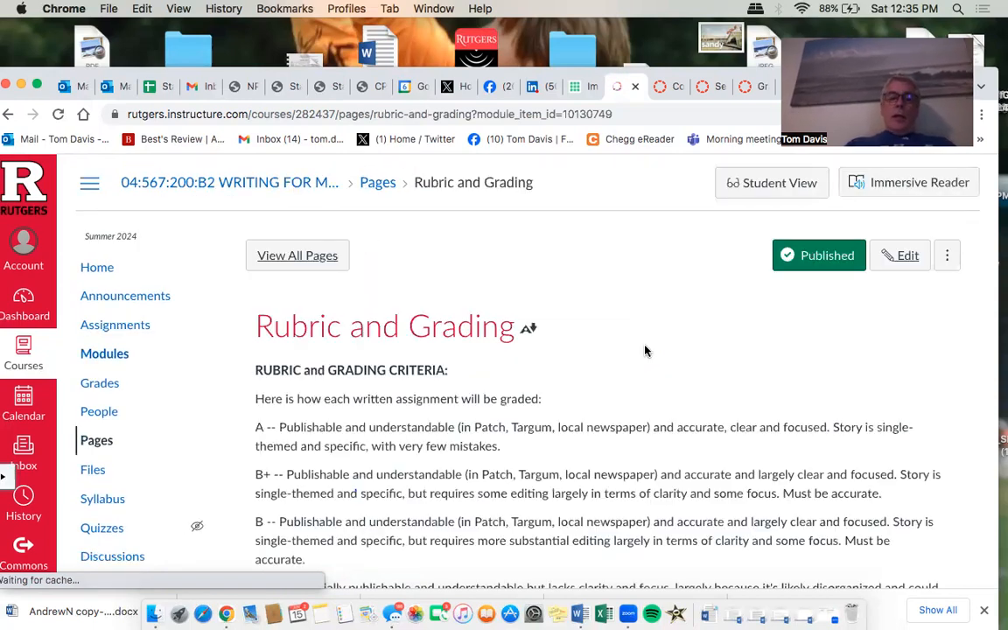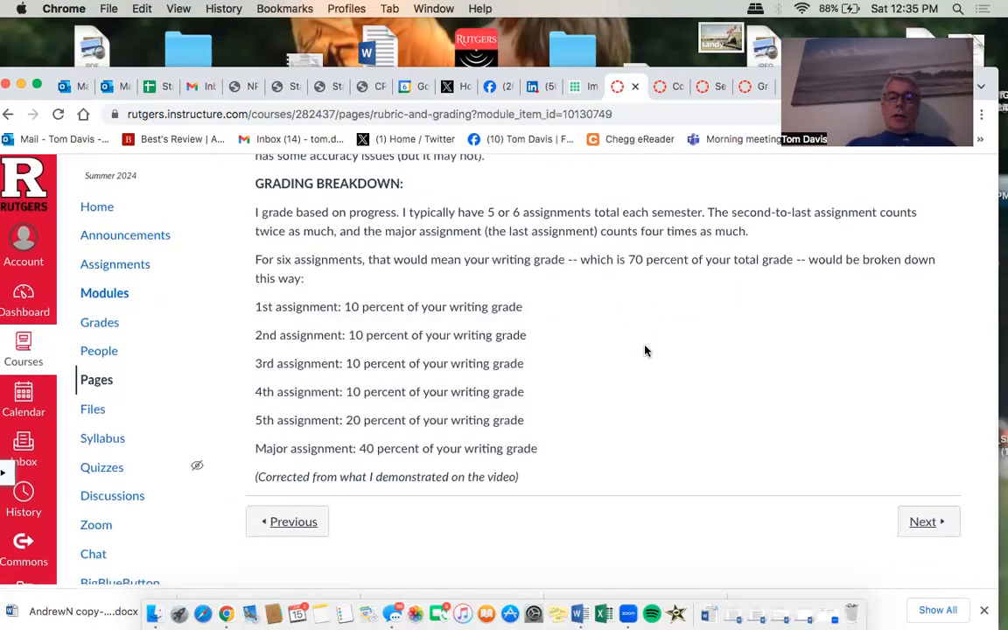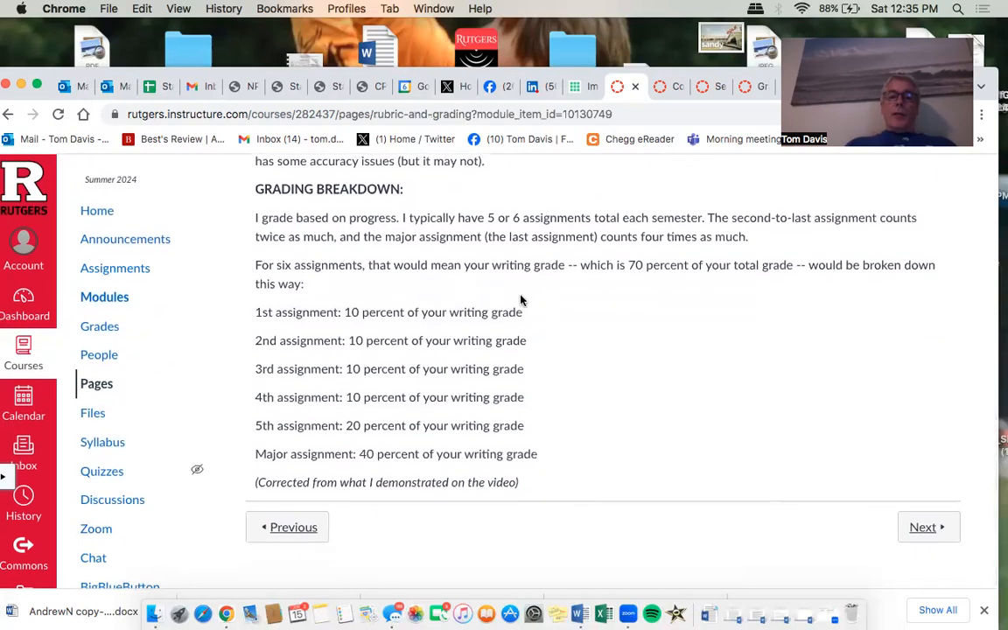Okay, and I talked about this early on, but I typically have 5 or 6 assignments. Well, I had 6, which is what I typically have. And again, you can see here that I put more weight on the last ones because I'm grading on progress here. By this point, people should be getting it, and most people are. You guys are. And so I give you credit for that.